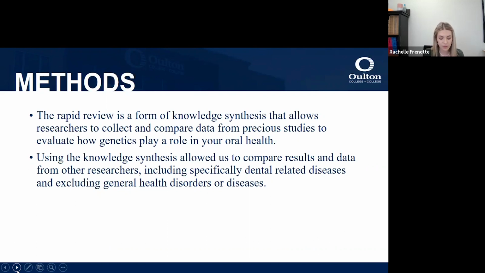So in this research, we're really just looking for evidence showing a relation between genetics and its impact on your oral health, and what are the possible outcomes for these, how to prevent it, and how to treat it.